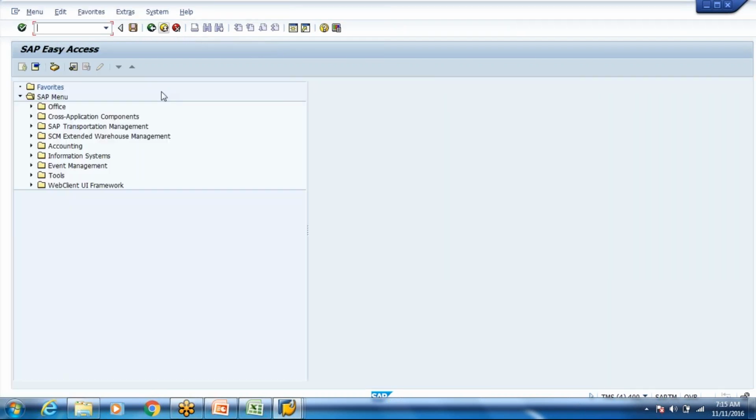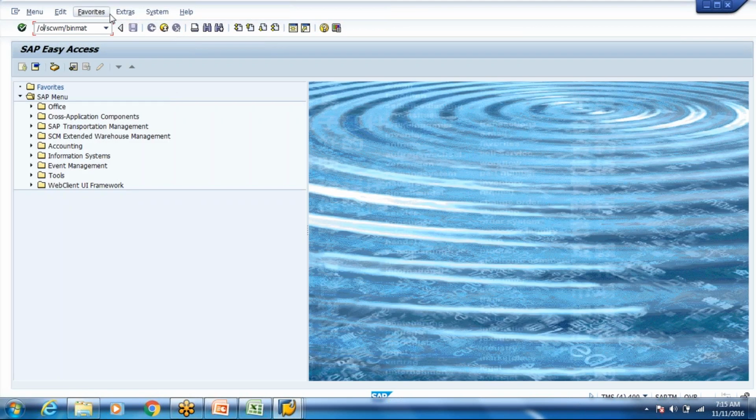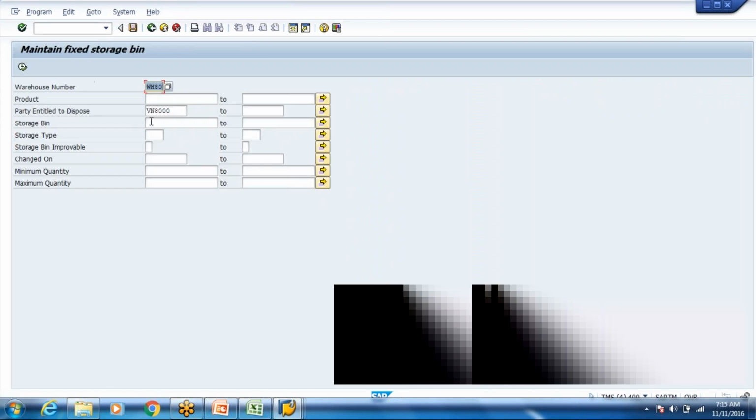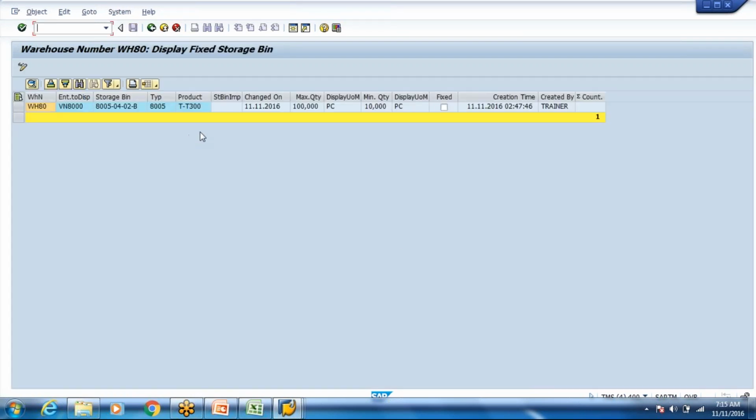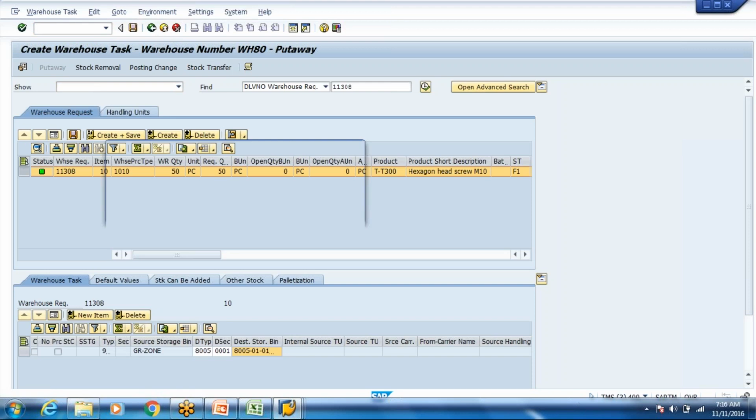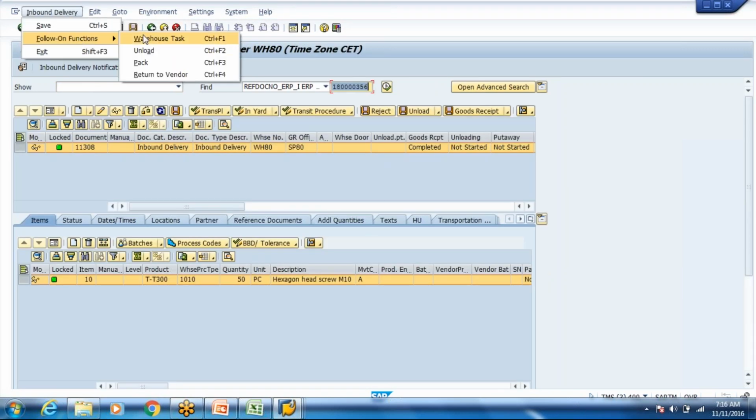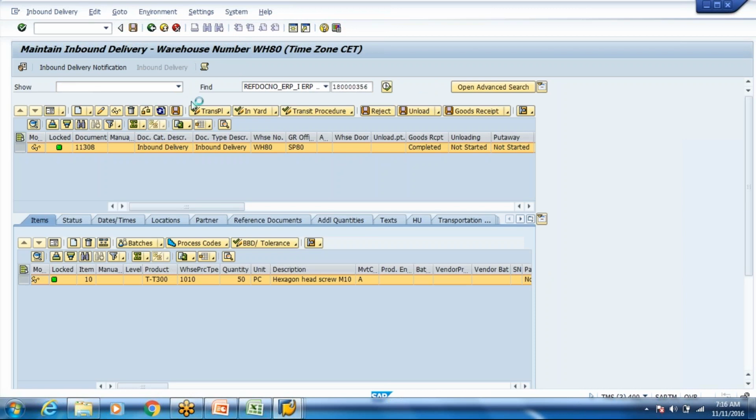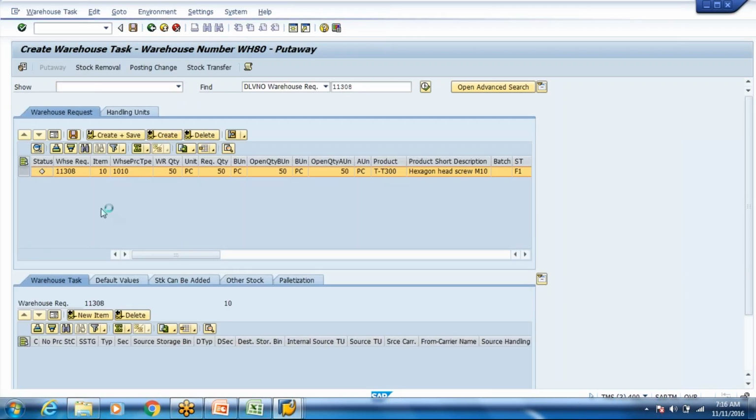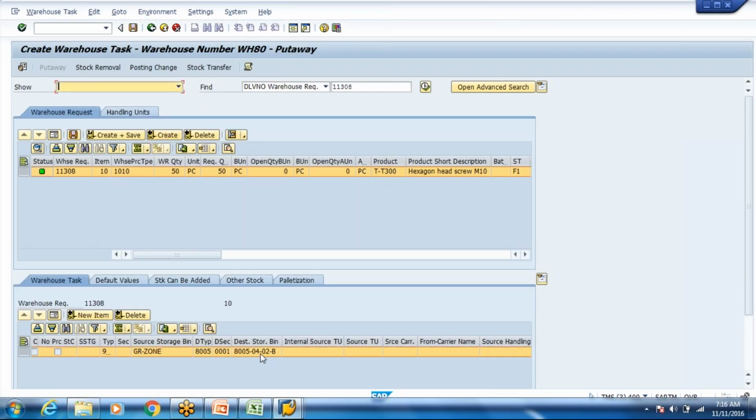Looks like it is saved now. Let me check again. T dash T 300. It's there now, and it's going to Putaway. Okay, so I'll just cancel this task and try to create a new task. So you can see it's going into that fixed bin, Putaway.